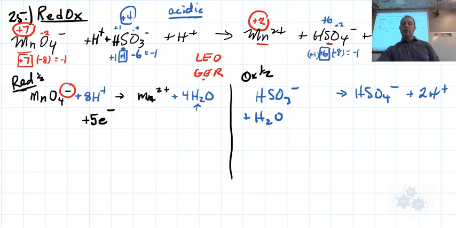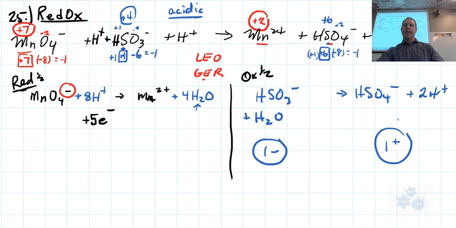And now I take a look at charges. I have a 1 minus charge over here on this side, and I have, what do I have over here? Well, I have 1 minus and 2 plus. So what's 1 minus and 2 plus? That's 1 plus, right? Okay. So I need to make these equal. So what am I going to do? I'm going to add electrons to this side. How many? I'm going to add 2 electrons to this side to make this a -1.